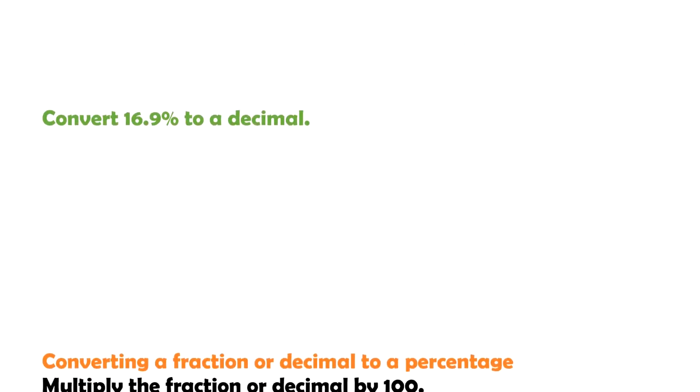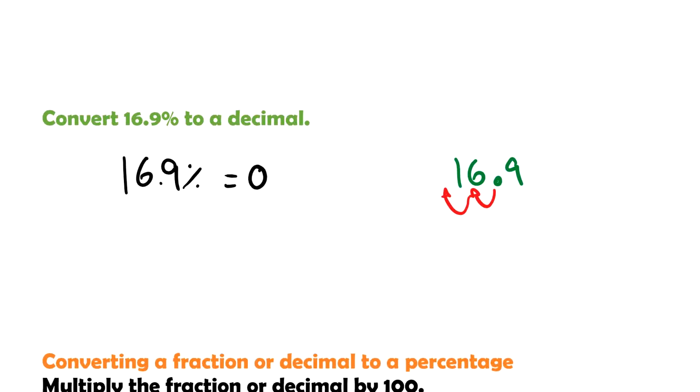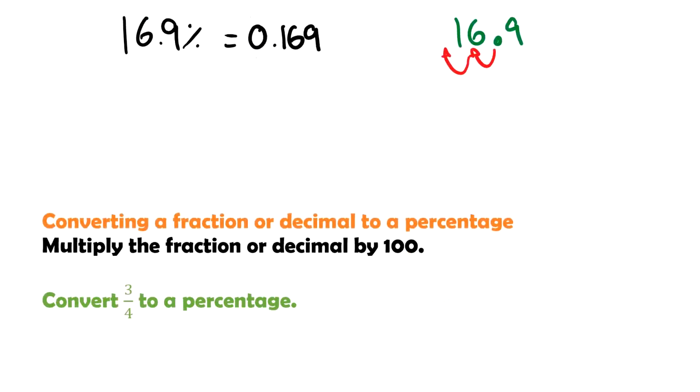So here we have another one, 16.9%. If I write over here our 16.9, we're saying that that decimal place moves 2 positions. So 1, 2. So we end up with 0.169. Alright, so when we're going from percentage to a decimal, you divide it by 100, and the trick is move the decimal place 2 positions to the left.